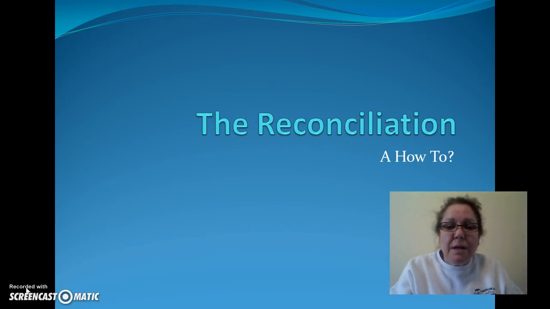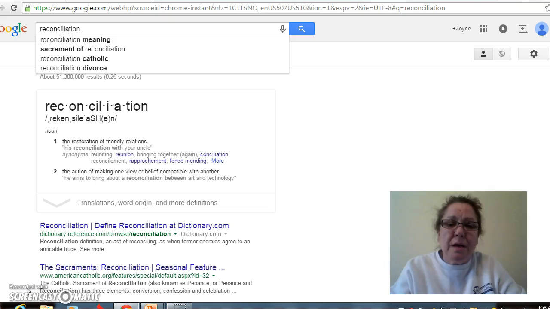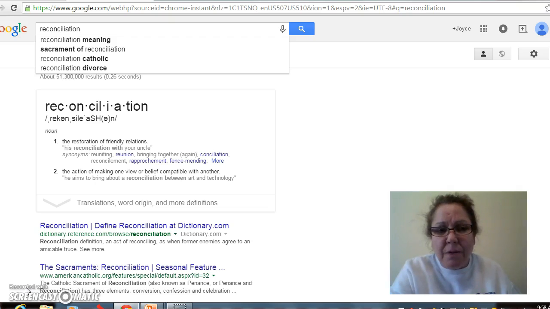Hi everyone. Today we're going to talk a little bit about reconciliation. What does reconciliation mean? It means bringing things together. Here's the official dictionary reference. It's number 2, the action of making one view or belief compatible with another.